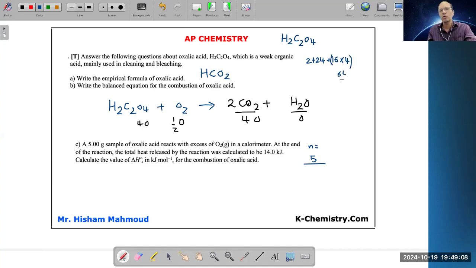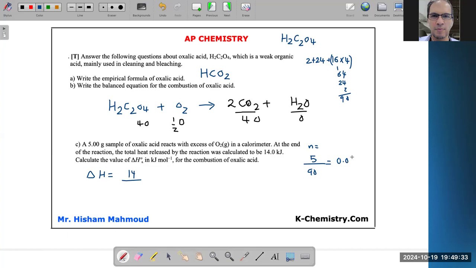That's 64 and 24 and 2. So that's 90, right? 90 grams per mole. Now, if I want to find the delta H, it is equal to the total heat released divided by the number of moles. So it is 14 divided by... if you divide 5 by 90, you get 0.0556. And then if you divide this one by 0.0556, you get the delta H as equal to negative 252 kilojoules per mole. So nothing new in this question.